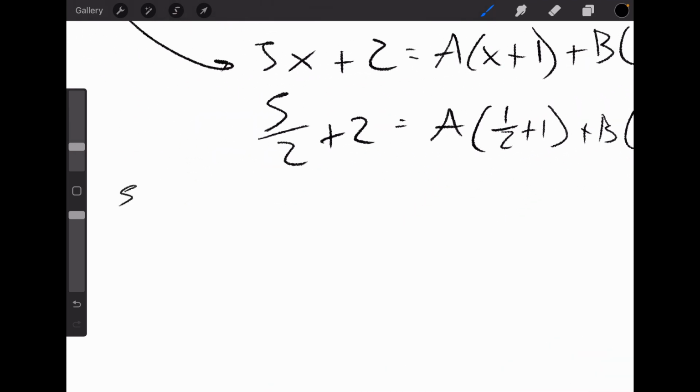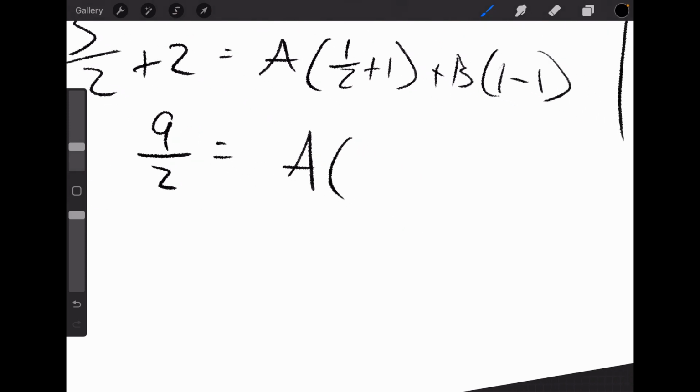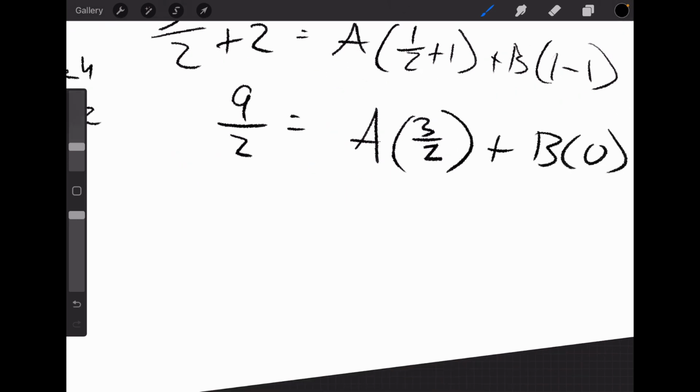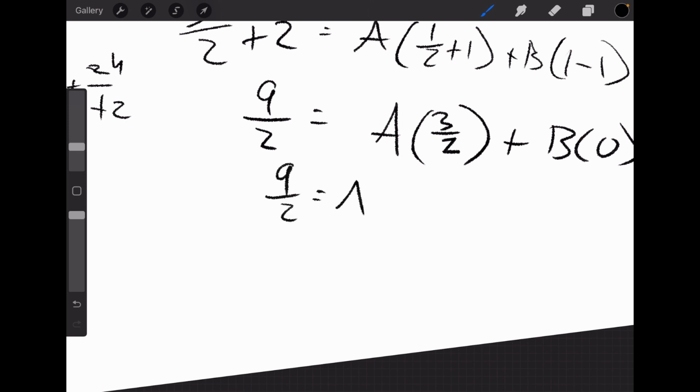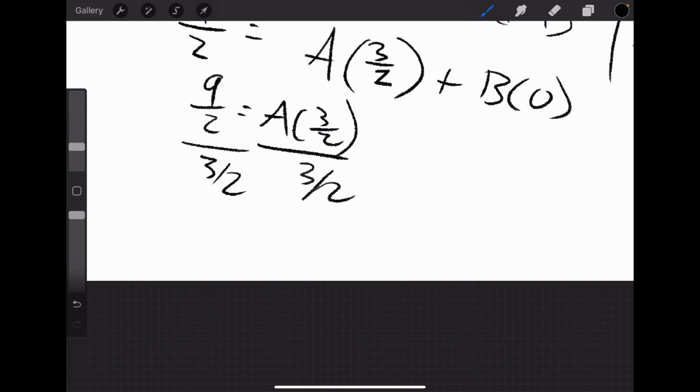So I'm not very good with fractions, so give me a second. I should be quicker at this. It's 9 over 2 equals a, and then that's going to be 3 over 2, right? I don't know. Plus b times 0. So now we have 9 over 2 equals a times 3 over 2. And we divide by 3 over 2, we divide by 3 over 2, and then we cancel, cancel. It's going to be a is equal to 3.